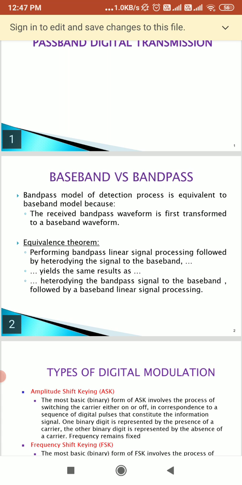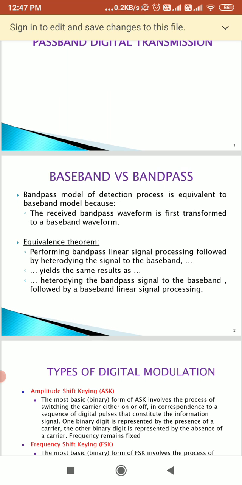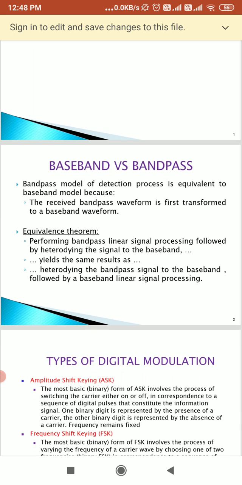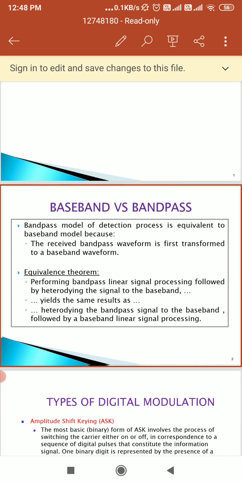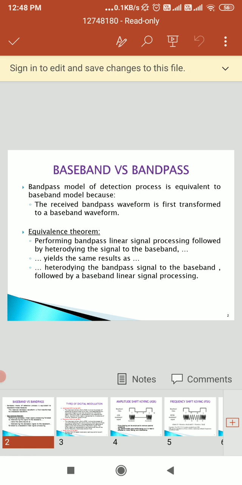If we are supposed to do the transmission of digital signal over a long distance, it will require the spectrum of the signal to be shifted to a high frequency region, and this we call band pass modulation. The band pass model of the detection process is equivalent to the baseband model because the received band pass waveform is first transformed to the baseband waveform.